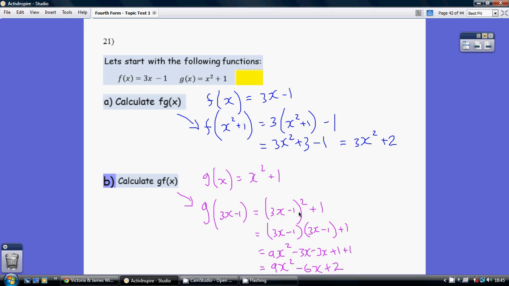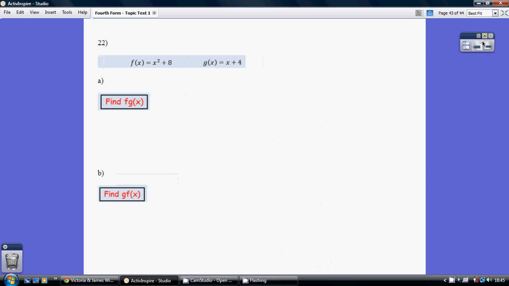So remember, 3x minus 1 all squared is 3x minus 1 times 3x minus 1, then plus the 1 on the end. Multiply out the pair of brackets, you get 9x squared minus 3x plus 1 plus this 1 on the end. Gather your x's and the normal numbers, we get 9x squared minus 6x plus 2. Finally, question 22.